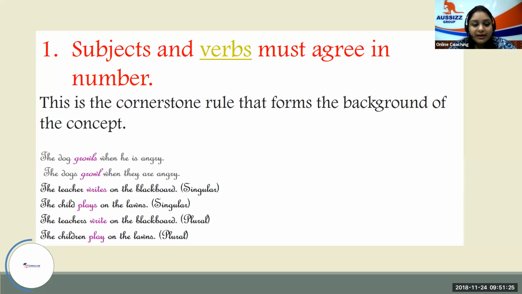Why have I chosen subject verb agreement? Because the relation between subject and verb is so strong that you have to understand where you can use the proper conditional sentences, the words and the grammar structure. So here we have completed rule number 1: subjects and verbs must agree in number. Okay, next rule.